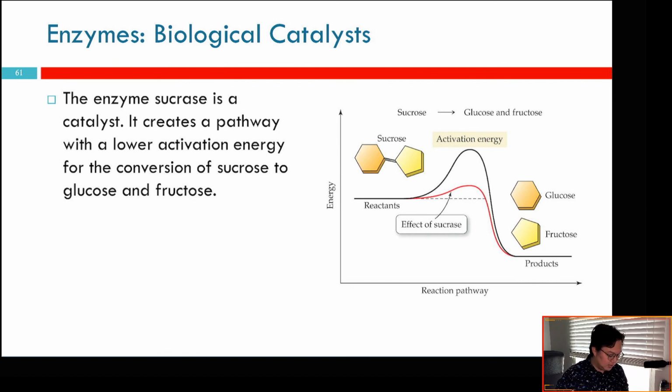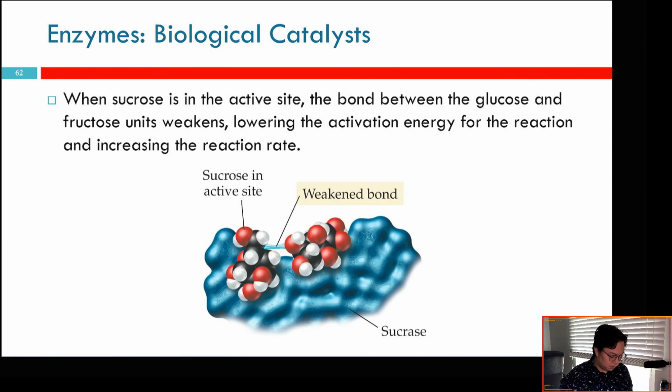Sucrase is a catalyst. It creates a pathway with a lower activation energy for the conversion of sucrose to glucose and fructose. So it lowers this energy so that we can break those two apart. When sucrose is in the active site of this enzyme catalyst, the bond between glucose and fructose weakens, which lowers the energy of activation for the reaction and increases the reaction rate.